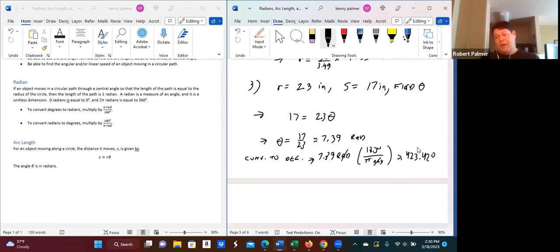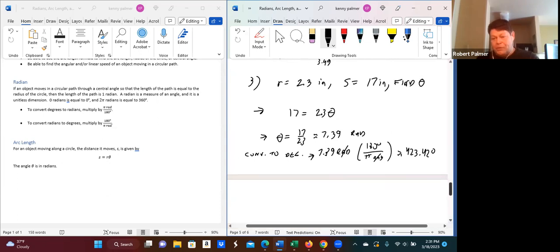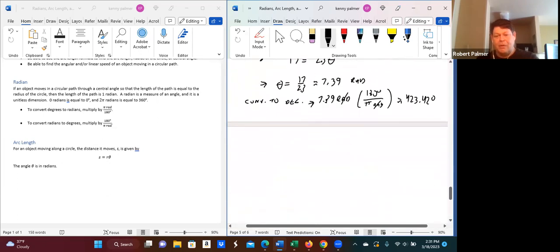Now, let's do one more problem and one more thing that's a little bit conceptual. Let's talk about angular speed.